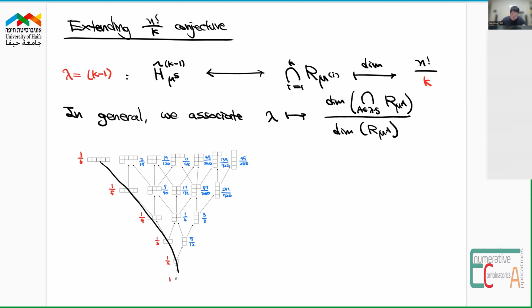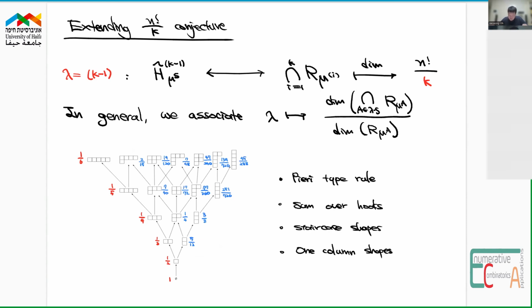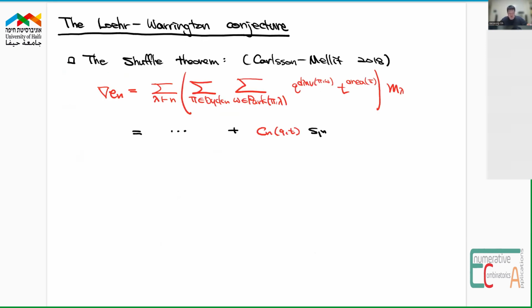So for all these one row partitions, the numbers are k plus 1, 1 over k, and all these blue numbers are mu. And I believe these numbers are of independent interest because we have observed that these numbers satisfy some Berry type rule, and there are some patterns about sums over hooks, staircase shapes, or one column shapes. So I think these numbers are very interesting and worth studying. And for now, we have extended the Science Fiction conjecture and newly defined new symmetric functions like I mu lambda k and H tilde super lambda, and how it is related to the Loehr-Warrington conjecture.